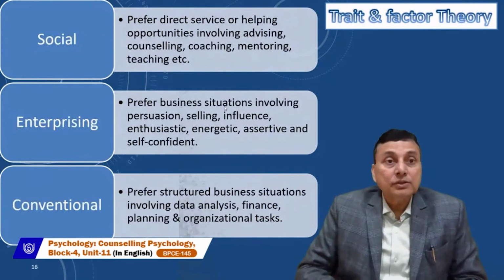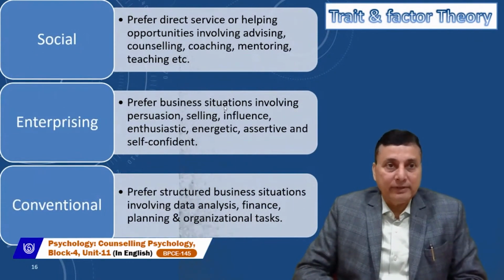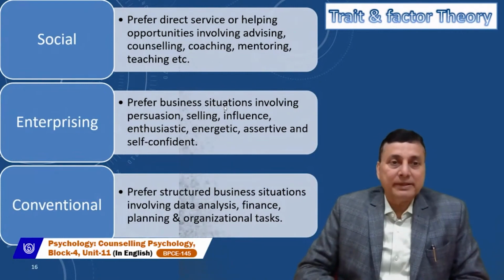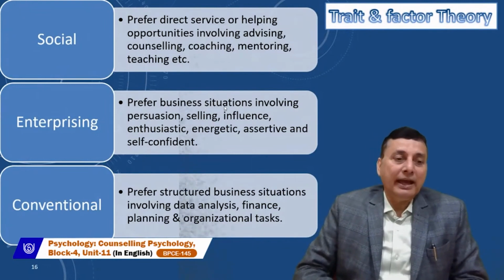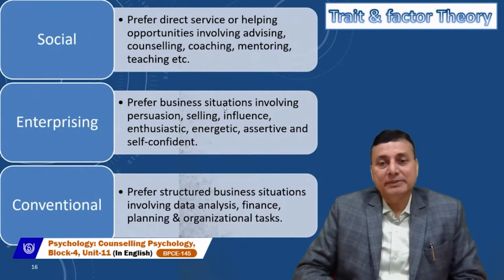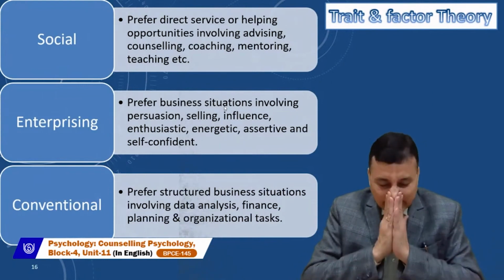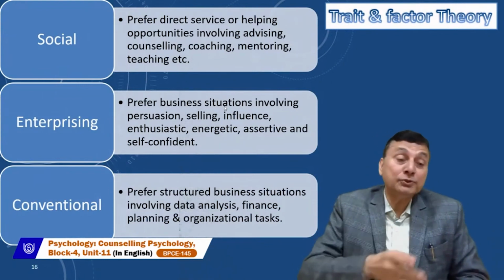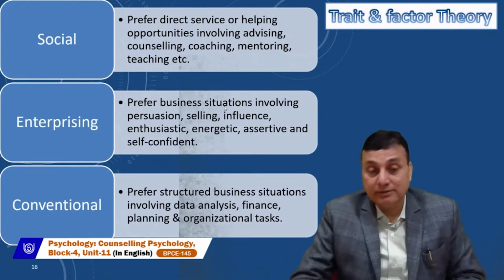Then social: prefer direct service or helping opportunities involving advising, counseling, coaching, mentoring, teaching, etc. Enterprising: prefer business situations involving persuasion, selling, influence; enthusiastic, energetic, assertive, and self-confident. And conventional: prefer structured business situations involving data analysis, finance, planning, and organizational tasks. So you can understand which type of personality may fit into which type of profession or job.